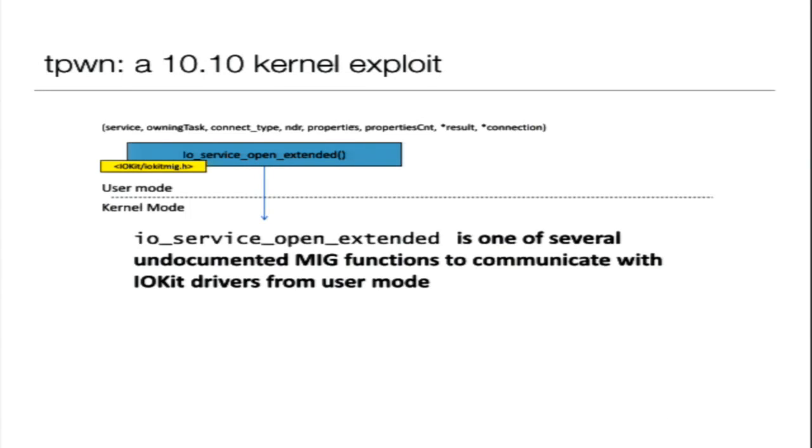This is important because, as you will see, IOServiceOpenExtended accepts various arguments, and these are converted from userland to kernel land by essentially MIG, which is an automated interface generator between a Mach client and a Mach server. When you pass arguments to a function that travels through MIG, MIG itself serializes and unserializes all the arguments you pass in.